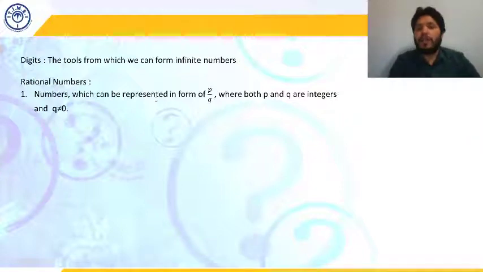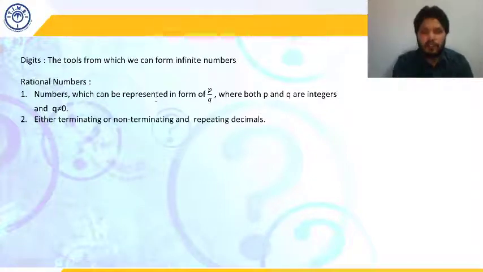So that's why the denominator can never be equal to 0. I hope it is clear. Next, the definition of rational numbers. Rational numbers can be either terminating or non-terminating and repeating decimals. What does this statement say?